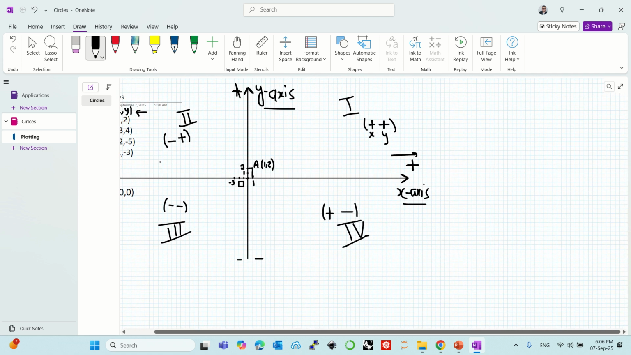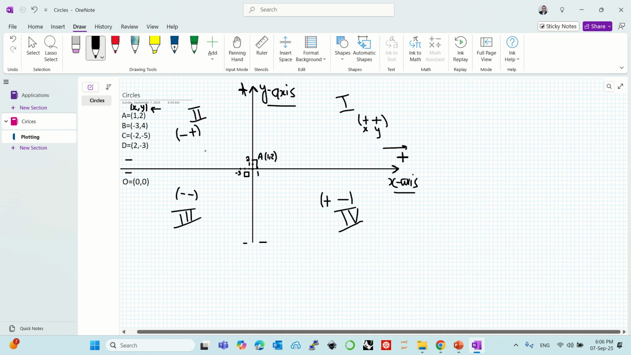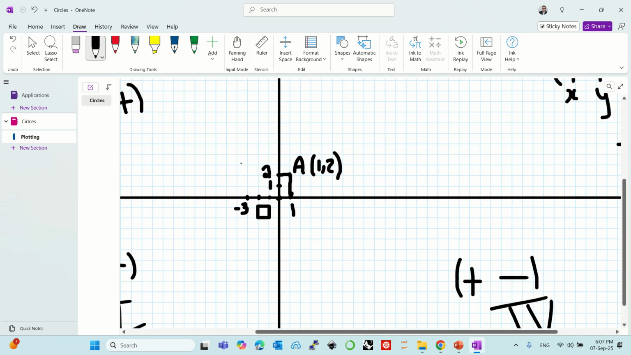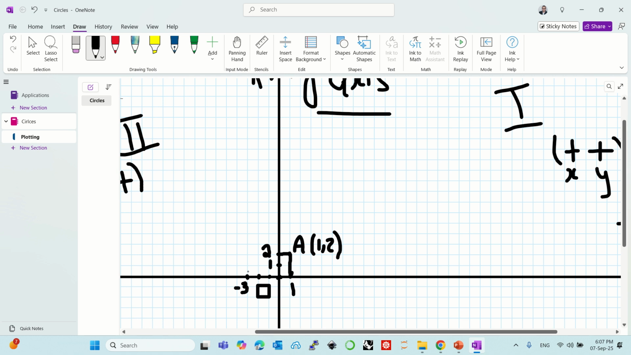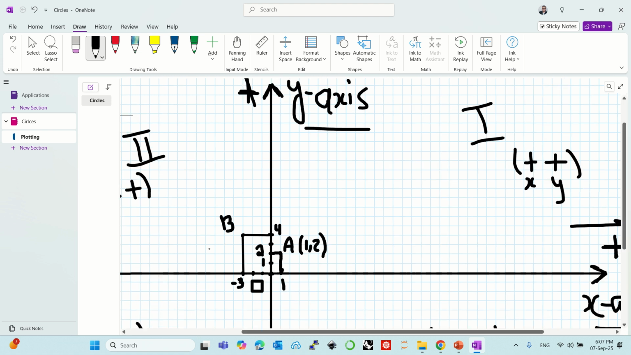And for y, the y value for B is 4. So let's count 4 units in the positive direction. So this is 1, this is 2, and this is 3, and this is 4. This is 4. Let's combine minus 3 and 4. They intersect at this point, and this is point B.